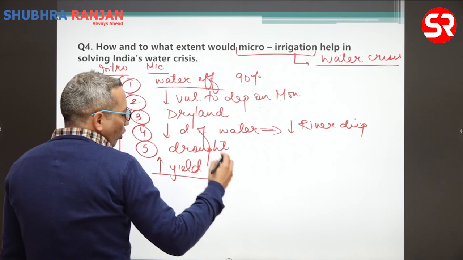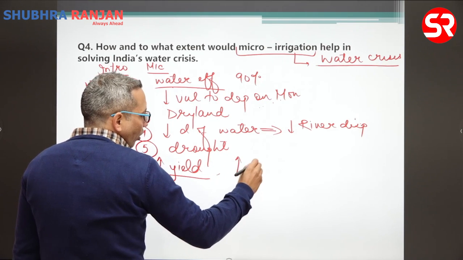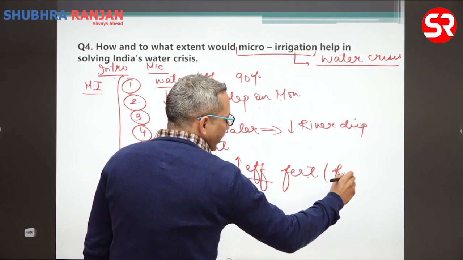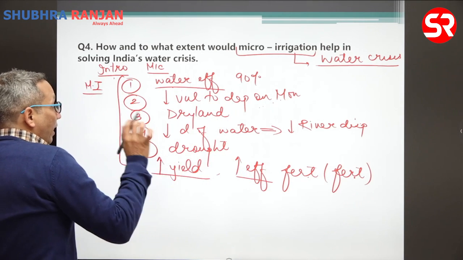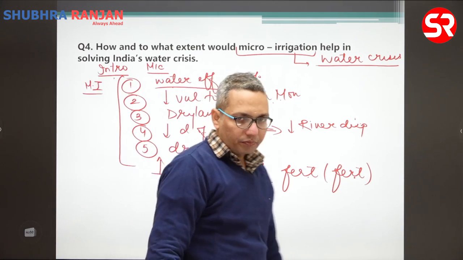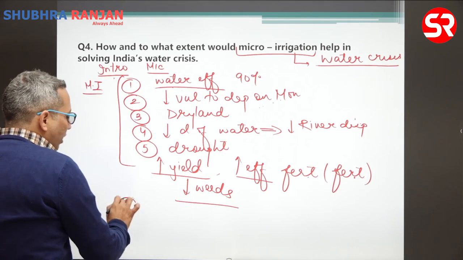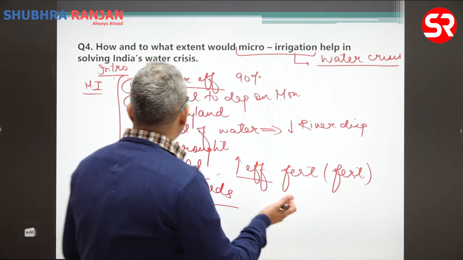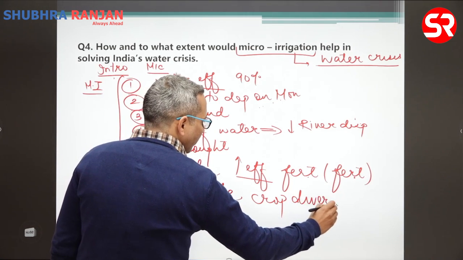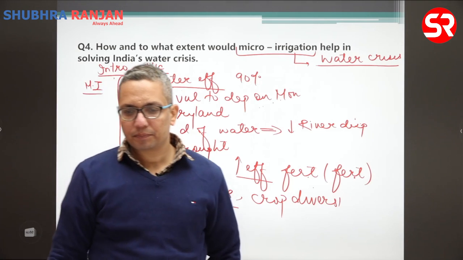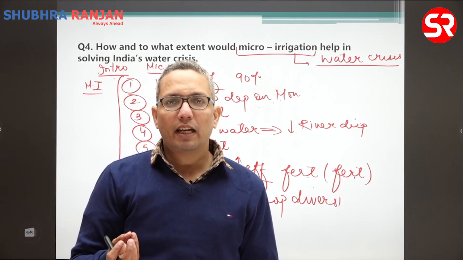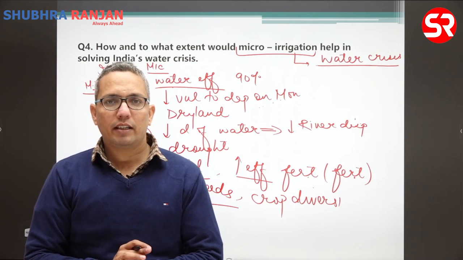It also encourages efficient use of fertilizers because of fertigation. Then it will also reduce the problem of weeds because water is provided directly to the roots. One more thing, it will also help in crop diversification. And then in conclusion, we'll write that the Government of India is promoting micro irrigation by bringing schemes like Pradhan Mantri Krishi Sinchai Yojana. Alright, that completes discussion of this question.